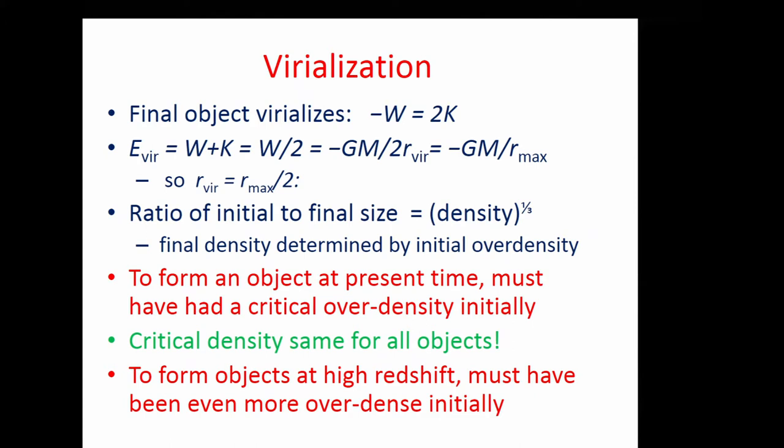And so the idea is, supposing that the final object is in virial equilibrium. If it's in virial equilibrium, there's a relation between the potential and the kinetic energies. Minus W is 2K. And so the total energy, and we want the total energy because we're using energy conservation, is the sum of the two, so we can write it as half the potential. The potential is GM over the virial radius, meaning the size it shrank to. And energy conservation says this energy has to equal the energy at turnaround. And so that's saying the virial size is half the turnaround size. So the object expanded, turned around, and then shrank by a factor of 2. And then it's done. That's the nonlinear object.